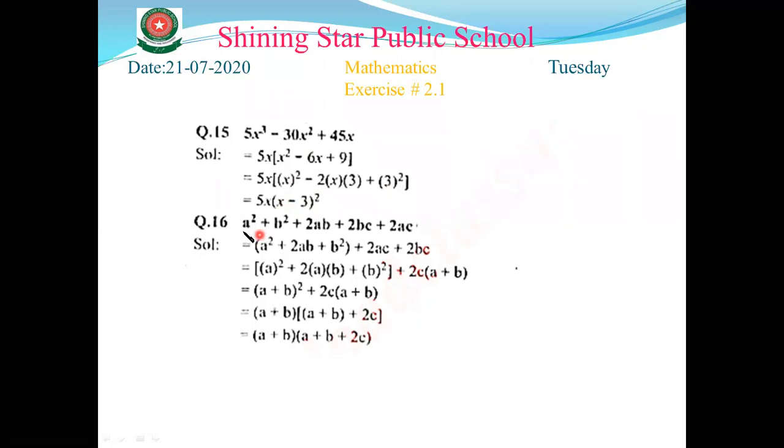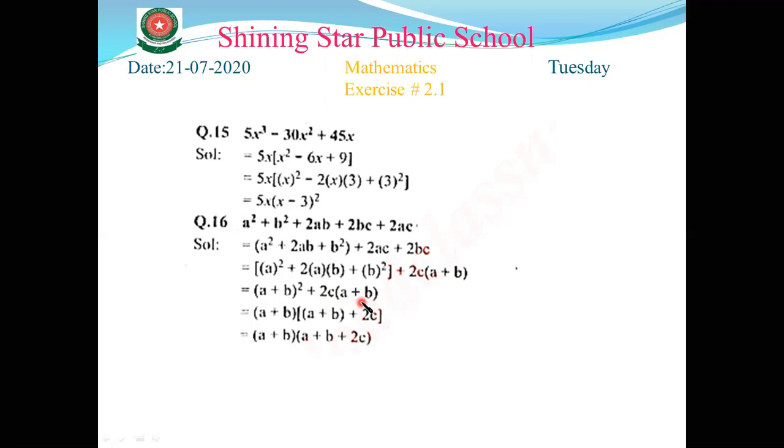Now first of all, a square plus 2ab plus b square. First three terms, next two terms. Okay, we arrange them. Now the first three terms, a square plus 2ab plus b square, which is equal to (a plus b) whole square. Plus from these two terms we can take common 2c and we will get a plus b. So (a plus b) whole square plus 2c into (a plus b).